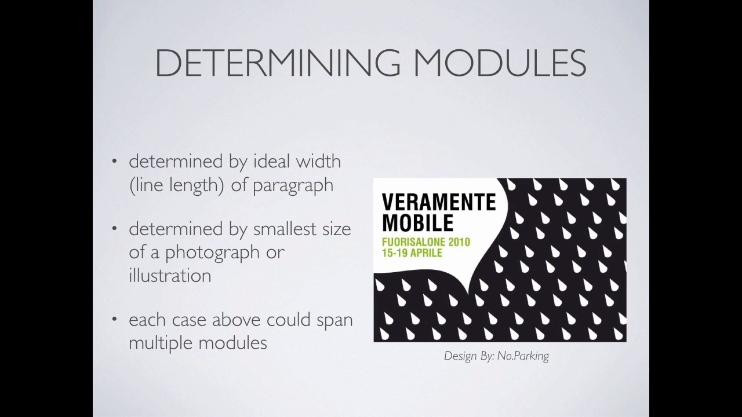If we define how large our little modules should be, we have to think about two things. One, what is the line length of a paragraph? How long is the line of text that I want to be able to read? This depends on how close you are to a particular object and how large the font is.